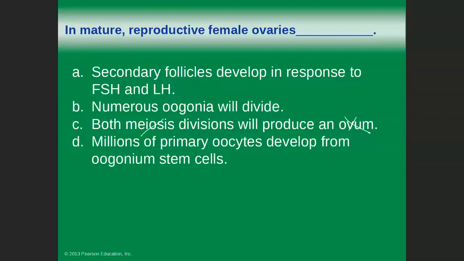Remember, the second meiosis division is really like mitosis because you're just separating the sister chromatids, so you're only producing an ovum with the second. Yeah, A is right. The only true statement is that secondary follicles develop in response to FSH. That's correct.